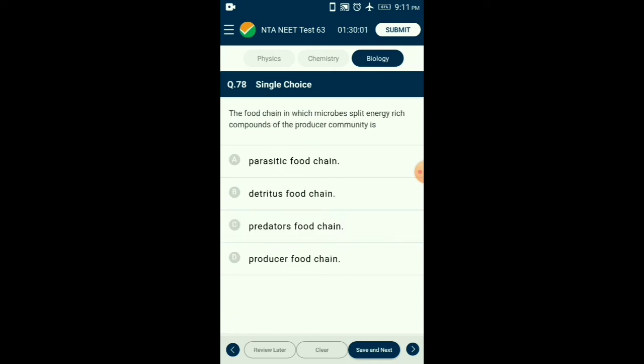Question number 78. The food chain in which microbes split energy-rich compounds of the producer community. The detritus food chain starts from dead organic matter acted upon by decomposers, which in turn are eaten by detritivore consumers, which are eaten by top consumers. So the answer is option B, detritus food chain.